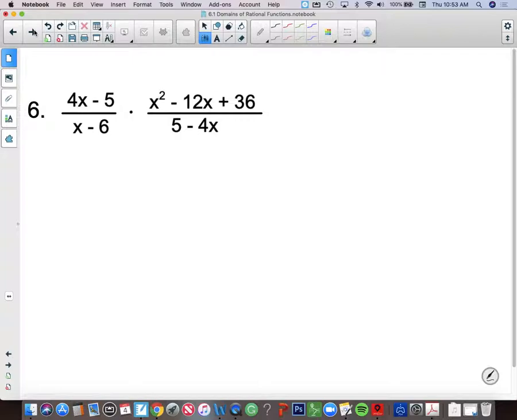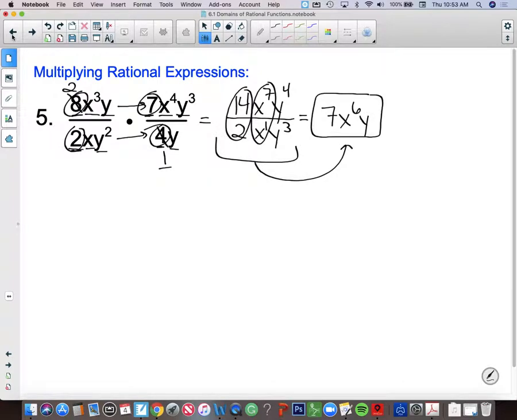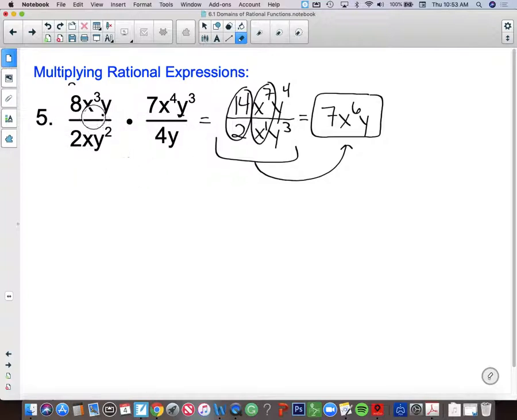So number 6 here, this is where we have a handful of variables floating around. So these are binomials and trinomials. So remember, with binomials and trinomials, we're probably going to be factoring. The last one here, we didn't really have to factor because there were no pluses and minuses or anything like that. They're just monomials in the numerator and denominator, and you just go across and simplify.